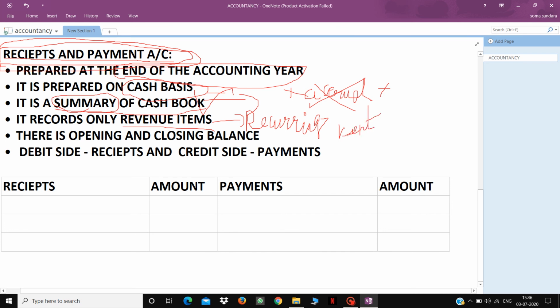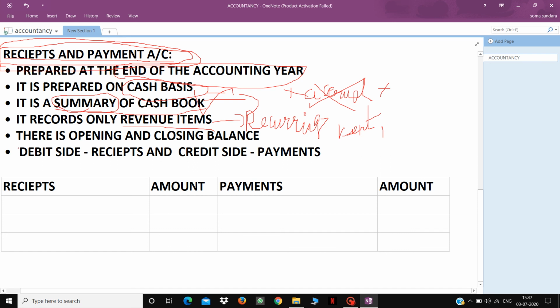I'm sorry, my handwriting is so terrible. Rent or expenses, petty expenses like stationery expenses, or income from investment, everything are revenue items. Okay, so it does not record capital items, only revenue items are recorded.